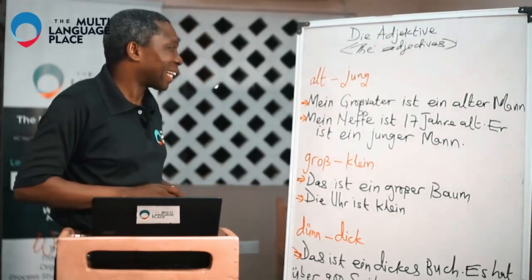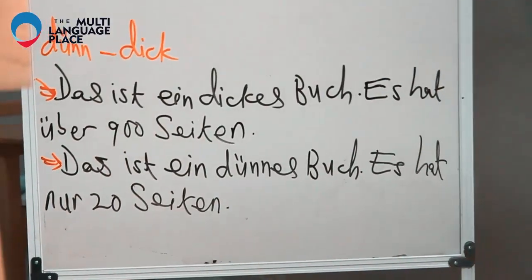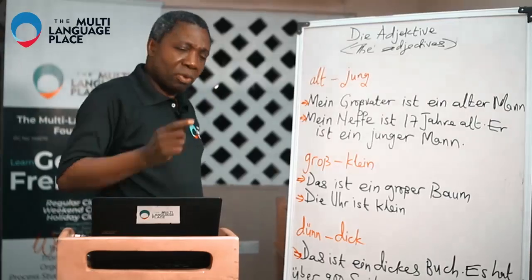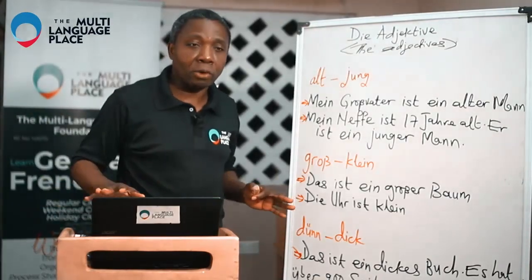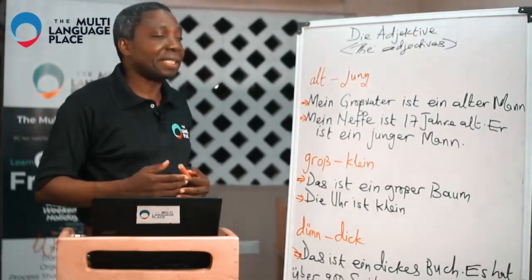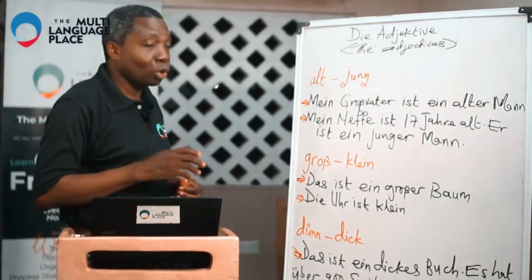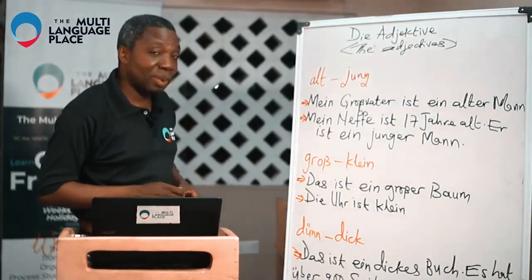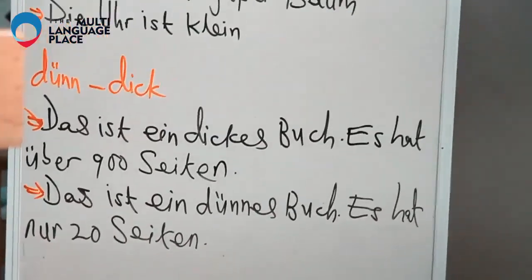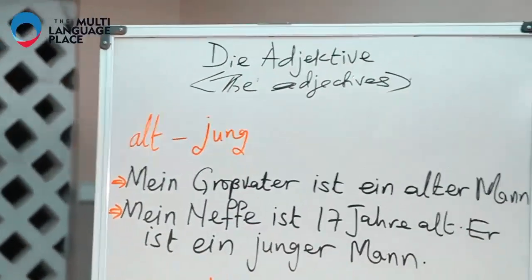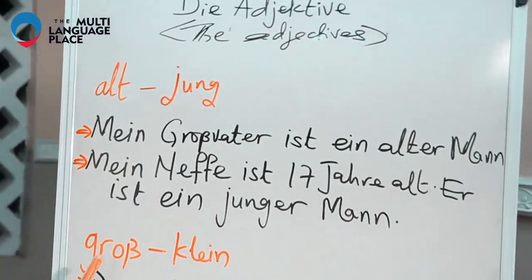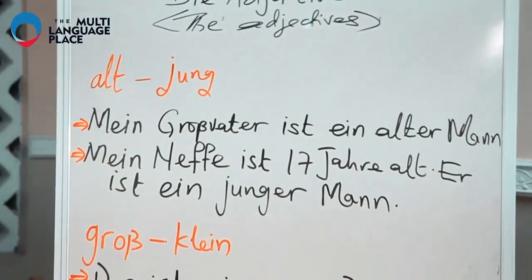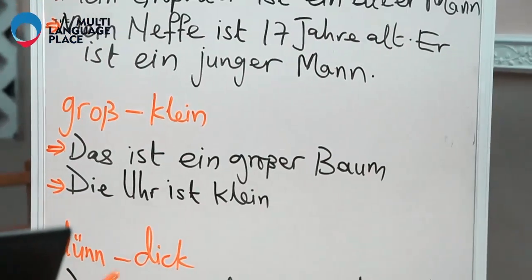Very small. Okay, so we have these six, very common, but then we're going to see more adjectives that are very common. We use them on a regular basis. We want to see more now. But before we go on, you're going to repeat after me. Alt, jung. Groß, klein. Dünn, dick.